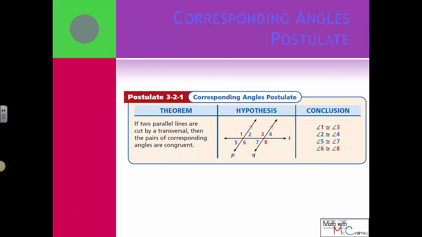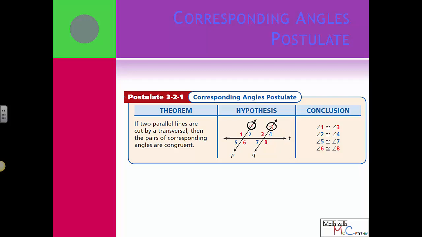The one postulate in this section, again, which is a statement that cannot be proven, that we just accept as true, is the corresponding angles postulate. And it says if 2 parallel lines are cut by a transversal, then the pairs of corresponding angles are congruent. So here we have 2 parallel lines. We know that they're parallel from the markings on the lines. That's what lets us know that they're parallel.